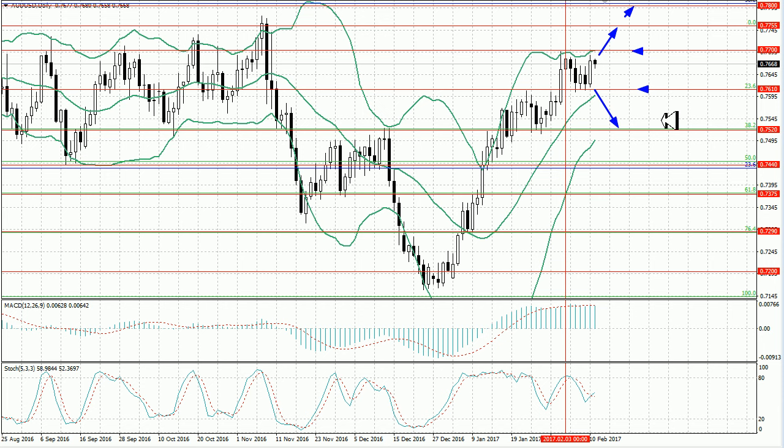Technical indicators do not provide clear signals. The MACD histogram is stable. Stochastic is turning upwards. In the current situation, short positions look preferable. They can be opened at the current price with the target at 0.7610. If the price bounces up from the 0.7610 mark, long positions would be relevant with the target at 0.7700.